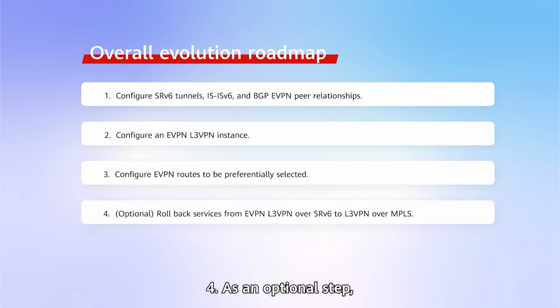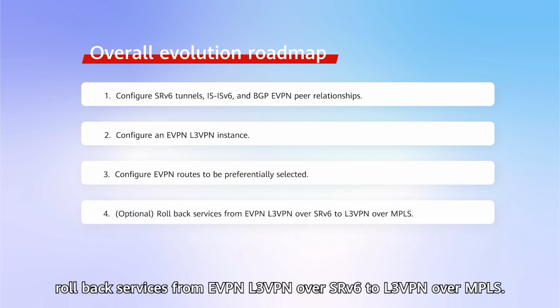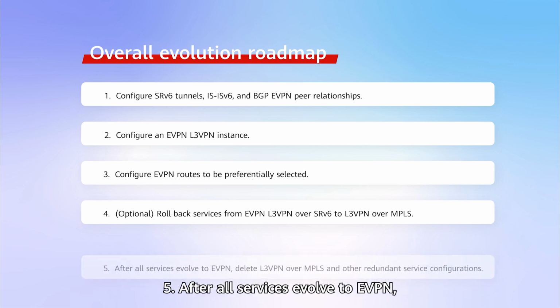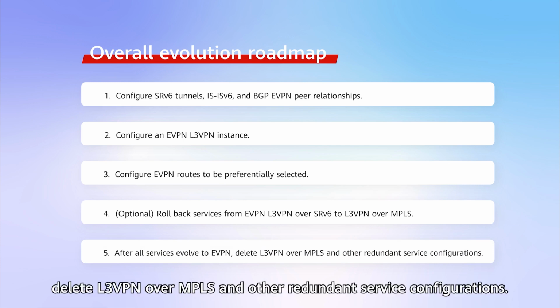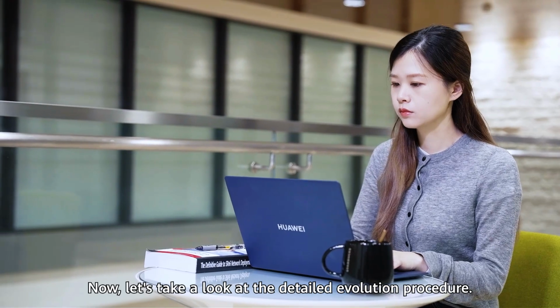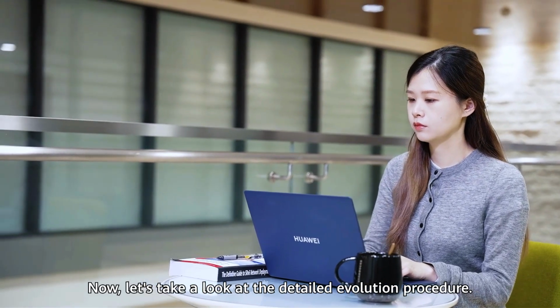Fourth, as an optional step, roll back services from EVPN L3VPN over SRv6 to L3VPN over MPLS. Fifth, after all services evolve to EVPN, delete L3VPN over MPLS and other redundant service configurations. Now, let's take a look at the detailed evolution procedure.